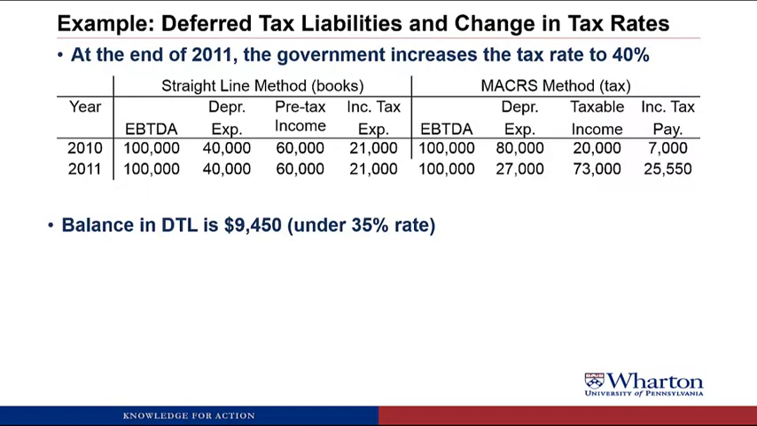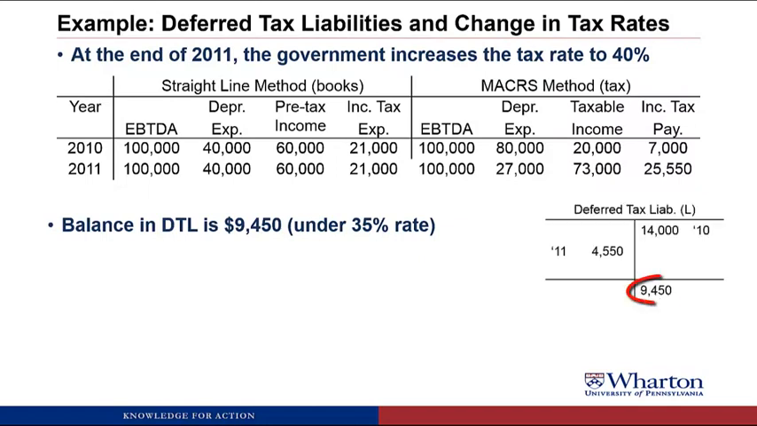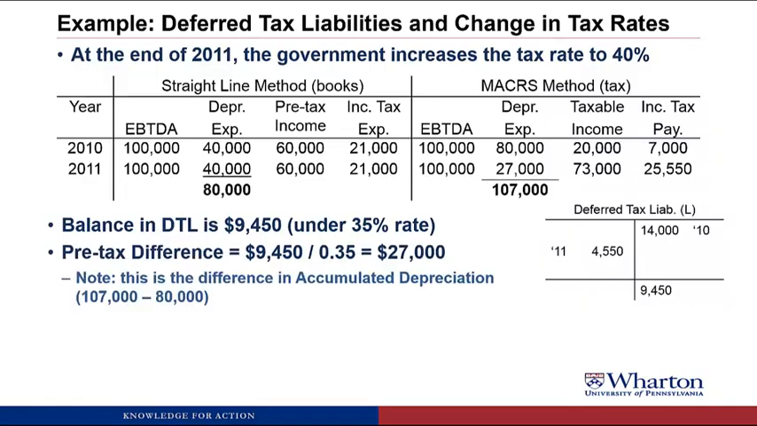The balance in deferred tax liabilities was $94.50, here's the T account, which assumed the 35% rate. So we had the initial $14,000 deferred tax liability. In 2011, we paid back some of those deferred taxes. And so now the balance is $94.50 at the end of 2011. The pre-tax difference that represents is we take $94.50 divided by 35%, and that represents a $27,000 pre-tax difference between the taxes and the books.